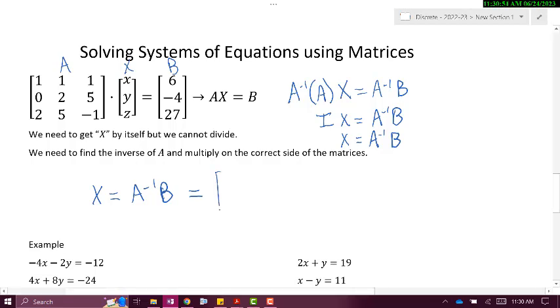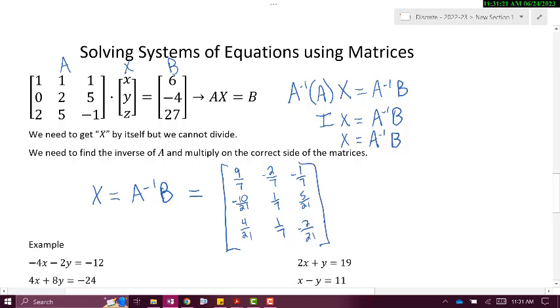So it's not nice. 9 over 7. I need more room than that. 9 over 7. Negative 10 over 21. 4 over 21. Negative 2 over 7. 1 over 7. And this is why we're going to use technology to find this one, because this is nasty.